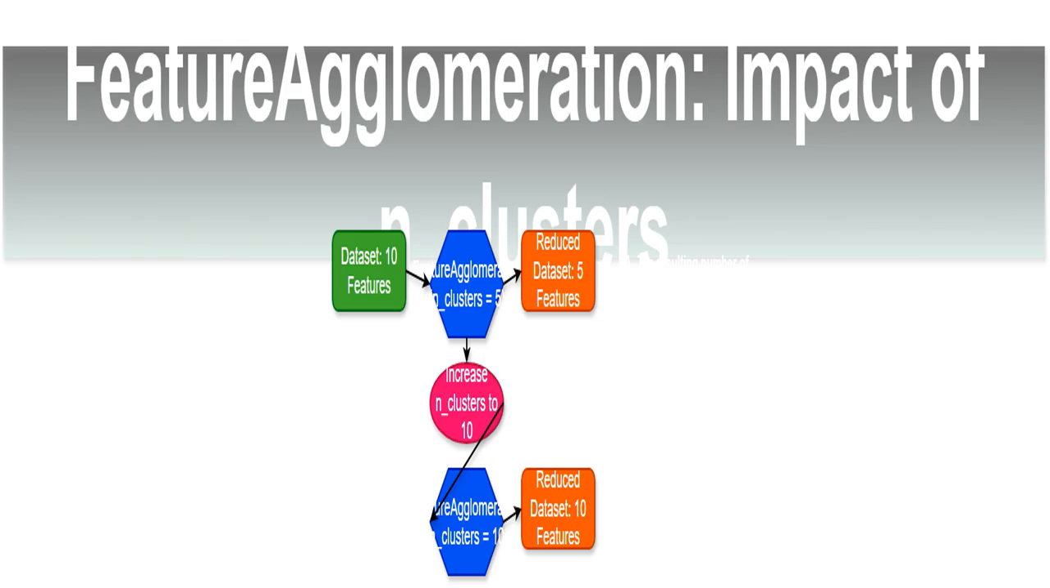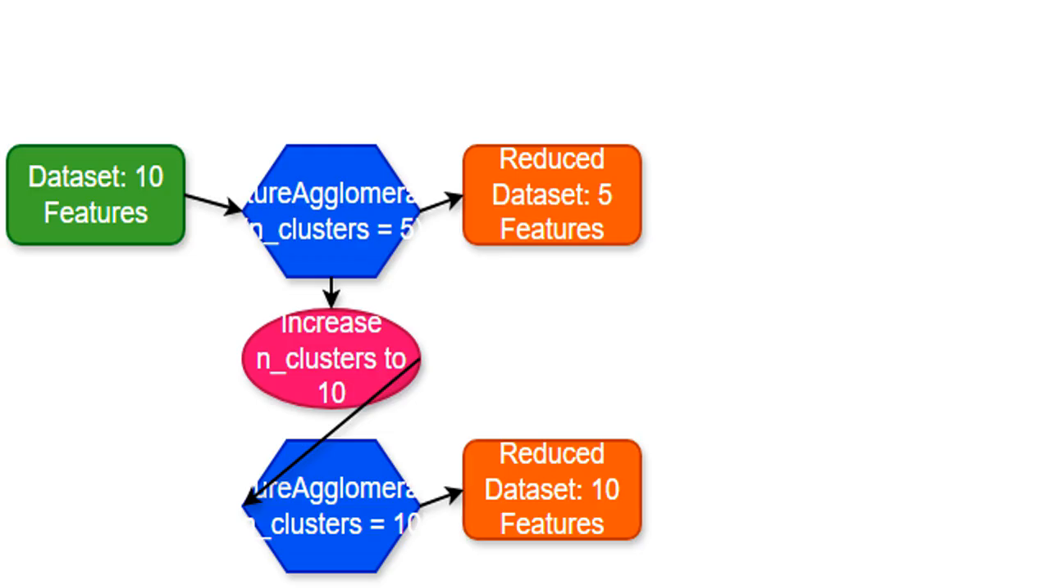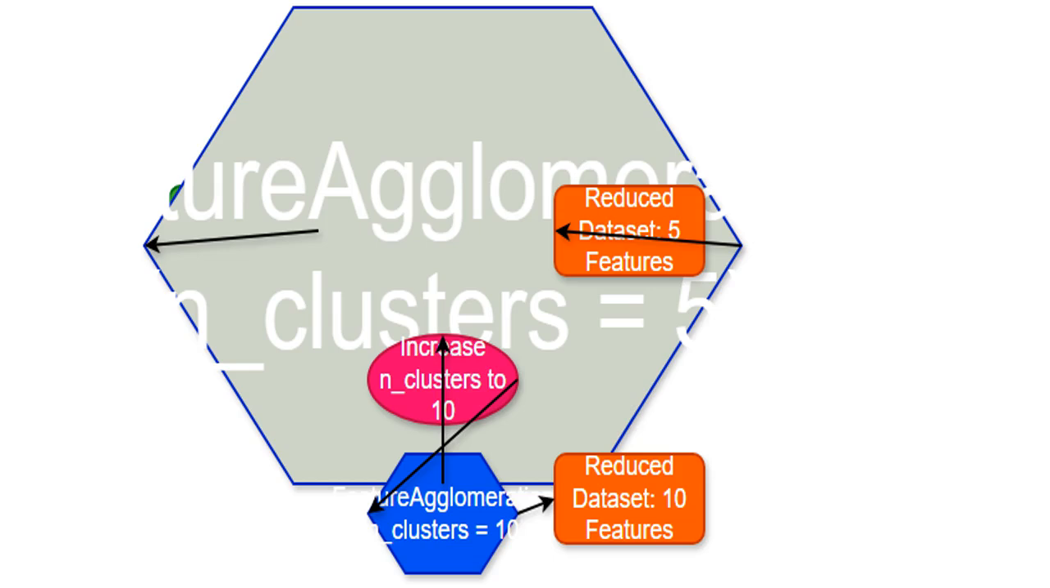Specifically, I'm focusing on how it changes the outcome, number of features, and the computational effort needed. I'm starting with a dataset that has 10 different characteristics, or features, for each data point. I'm increasing the number of groups, or clusters, from 5 to 10. This means I'm going to group my 10 features into 10 distinct groups instead of 5.